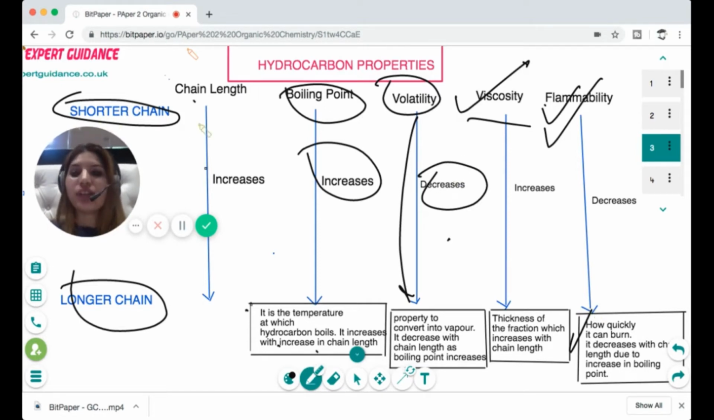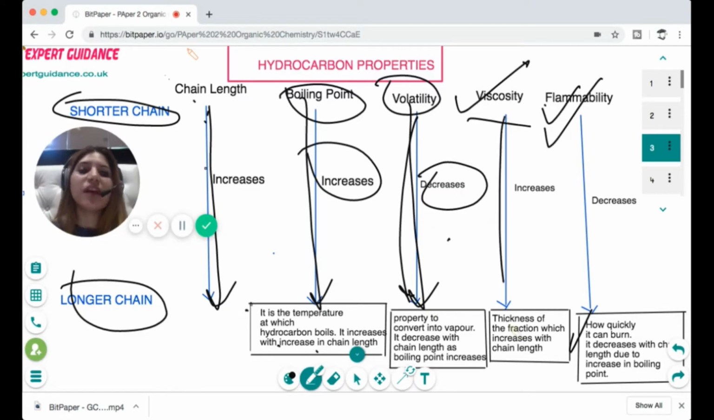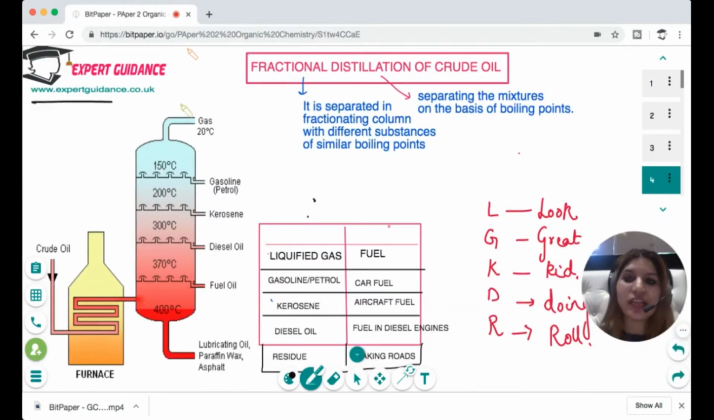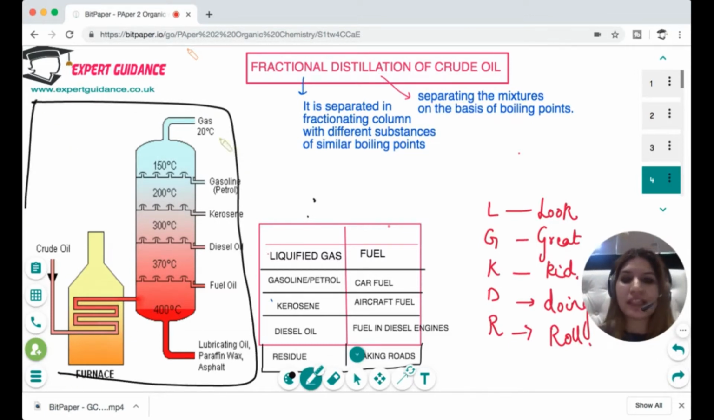So as the chain length increases from top to bottom, the boiling point increases, the volatility decreases, viscosity increases, and flammability decreases. So you should know the meaning of all these terms and how they vary across the chain length. Now, this is the fractionating column for the fractional distillation of crude oil. Now, remember the important bits in here. At the top, we have a low temperature, and at the bottom, we have a higher temperature. So at the top, we get shorter chain fractions, and at the bottom, we get longer chain fractions.